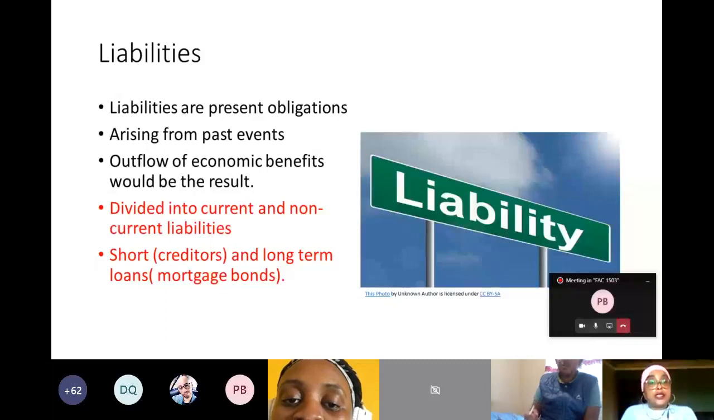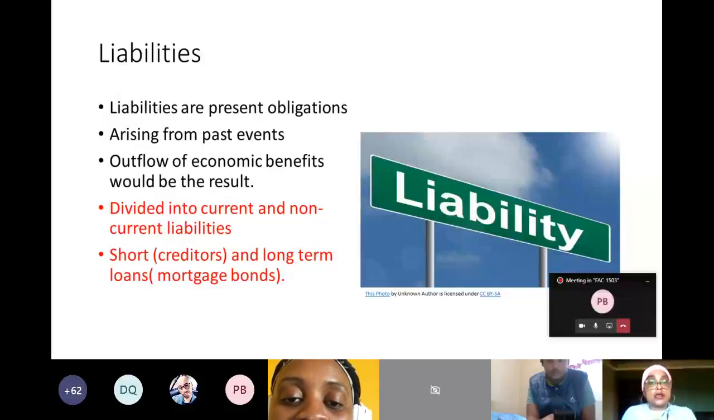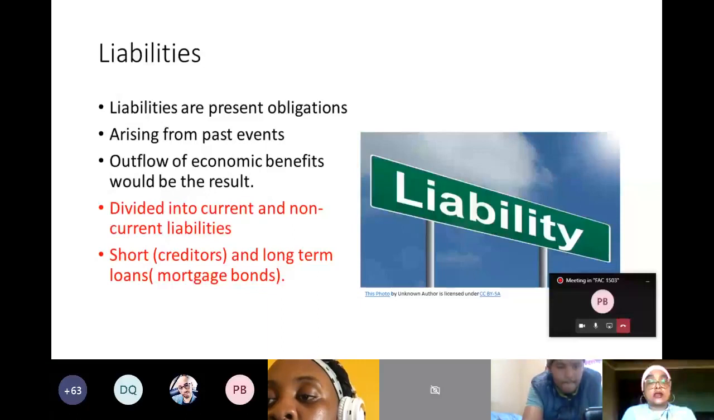Liabilities. The definition of a liability is a present obligation arising from a past event of which there is an outflow of economic benefits would flow. So an example of this would be you purchase a vehicle by Ford. There is a present obligation to pay for that vehicle. And arising from the past event is something that you purchased. The purchase was the past event.